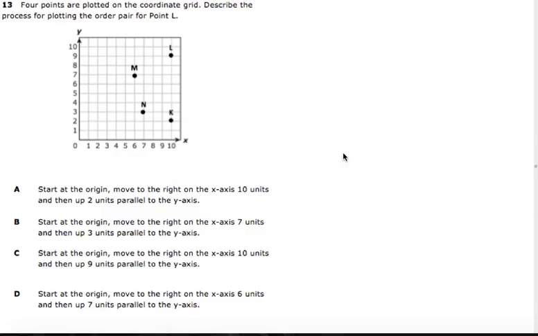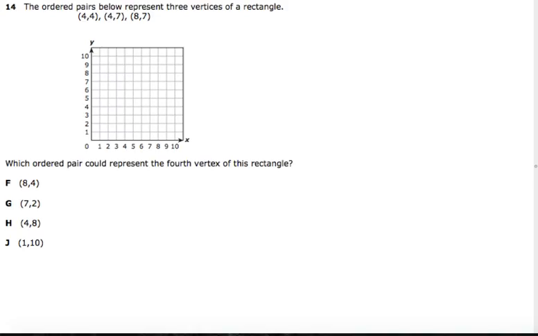C. Start at the origin, move to the right on the x-axis 10 units, and then up 9 units parallel to the y-axis. D. Start at the origin, move to the right on the x-axis 6 units, and then up 7 units parallel to the y-axis.